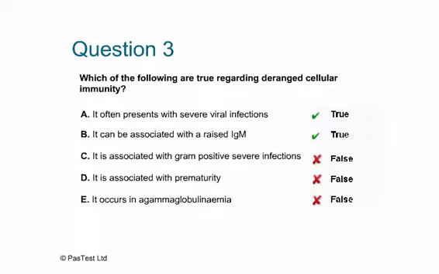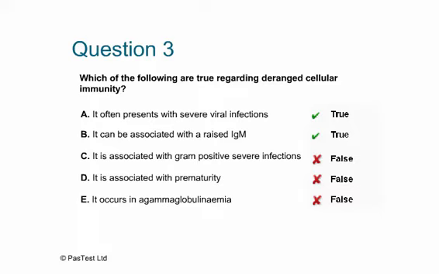Okay, the answers are A and B. So, from everything we've been saying, we know that deranged cellular immunity is associated with severe viral infections. You're not going to get deranged cellular immunity, i.e. T-cell immunity, in agammaglobulinemia. That's an isolated B-cell defect. Prematurity may mean that there are smaller numbers of T cells, but there will be nothing wrong with the T cells, provided there's nothing wrong with the immune system.